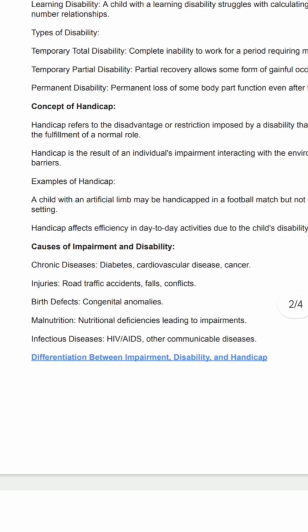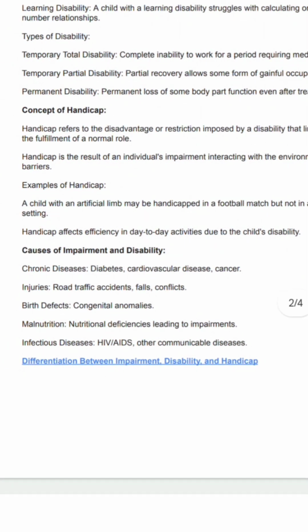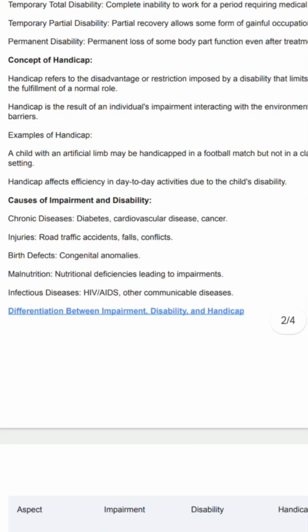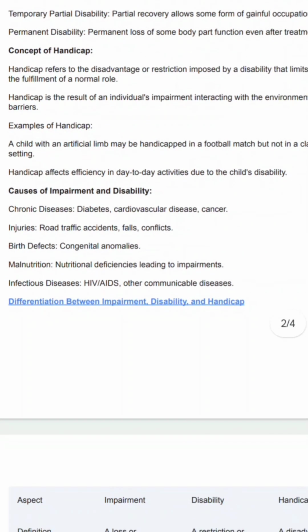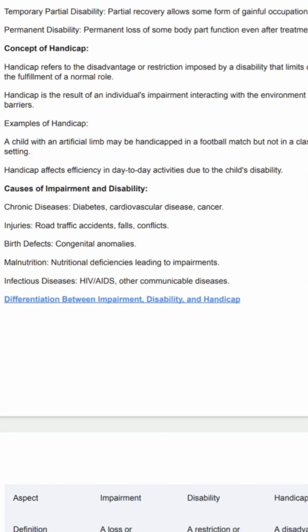Concept of handicap. Handicap refers to a disadvantage or restriction imposed by a disability that limits or prevents the fulfillment of a normal life. Handicap is the result of an individual's impairment interacting with the environment and societal barriers. Examples of handicap. A child with an artificial limb may be handicapped in a football match but not in a classroom setting. Handicap affects efficiency in day-to-day activities due to the child's disability.